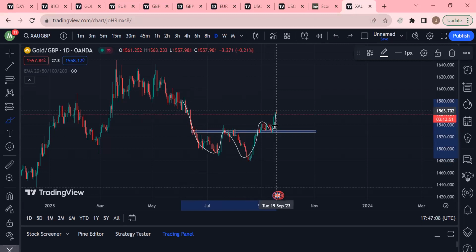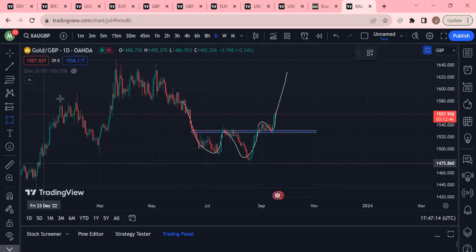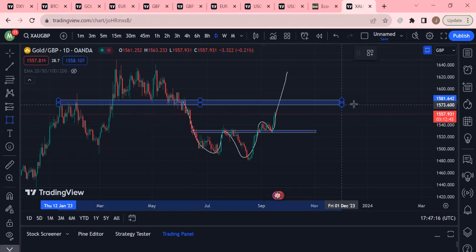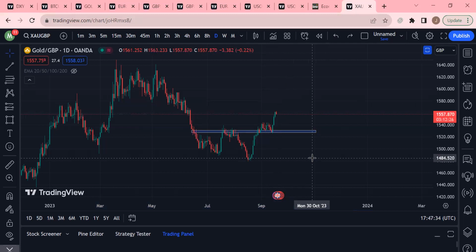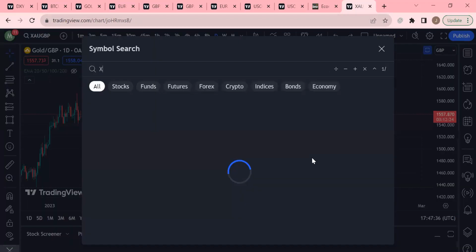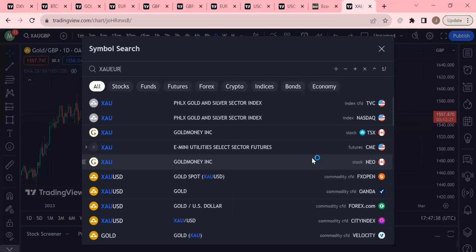Gold exhausted, retested, and this market is coming back to the upside now, trending back to the area of value. Are you getting it? And from 1,527 on gold GBP to 1,507 something, that's about 200 to 300 pips. This is a very good trade also on gold GBP, and a very good trade also on gold euro that is happening here.